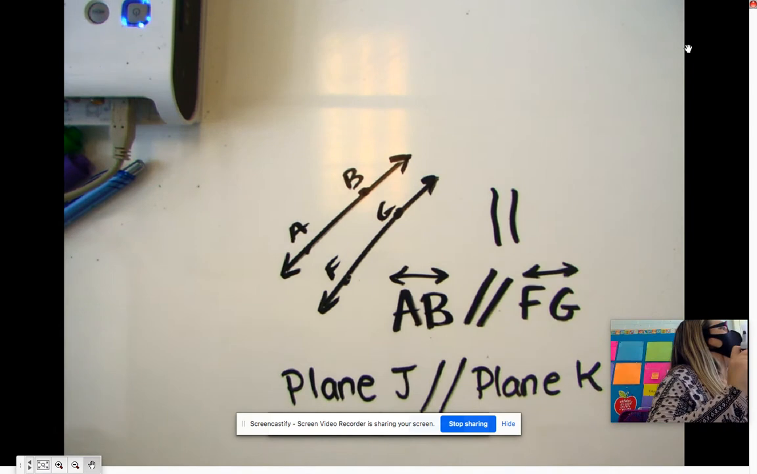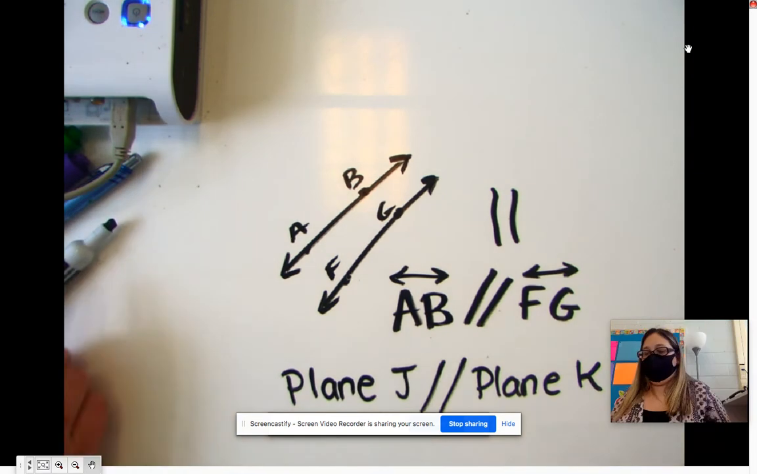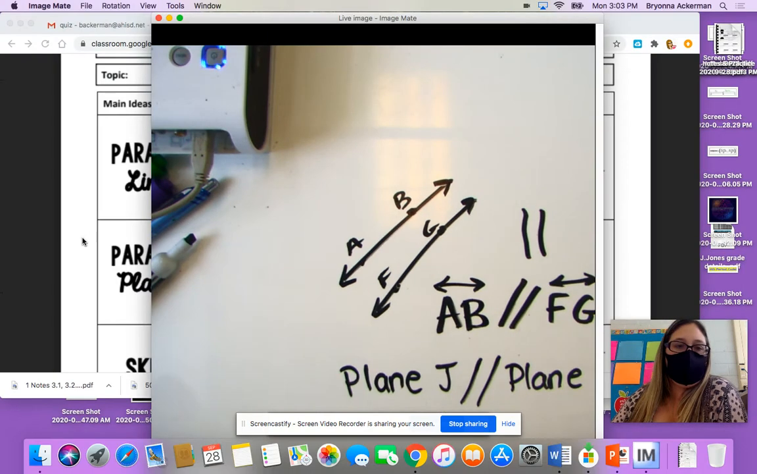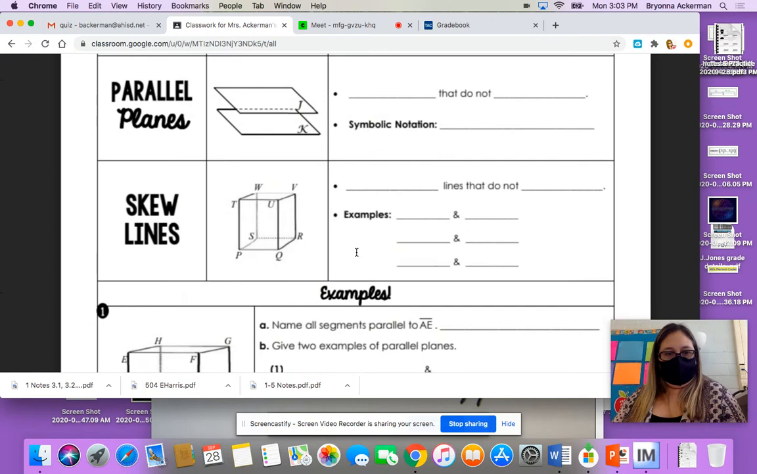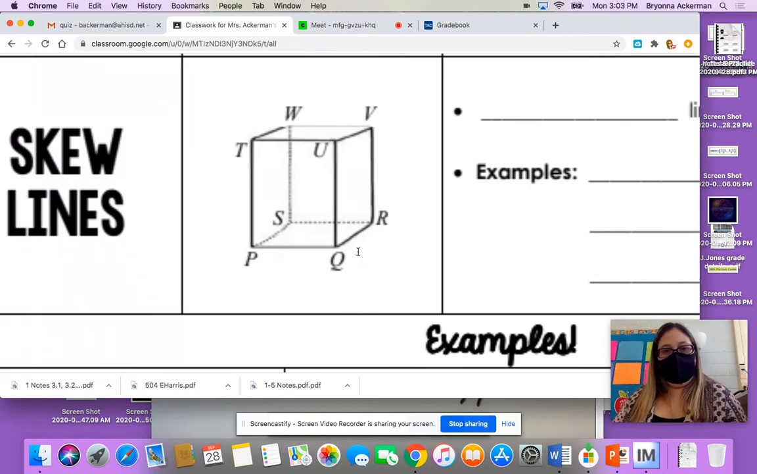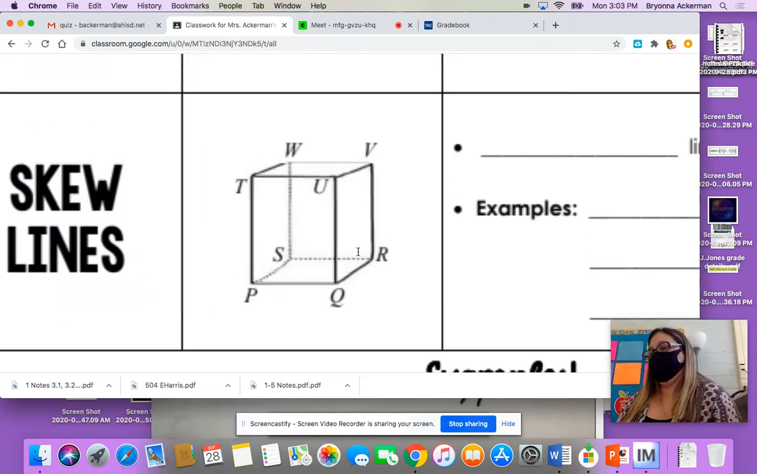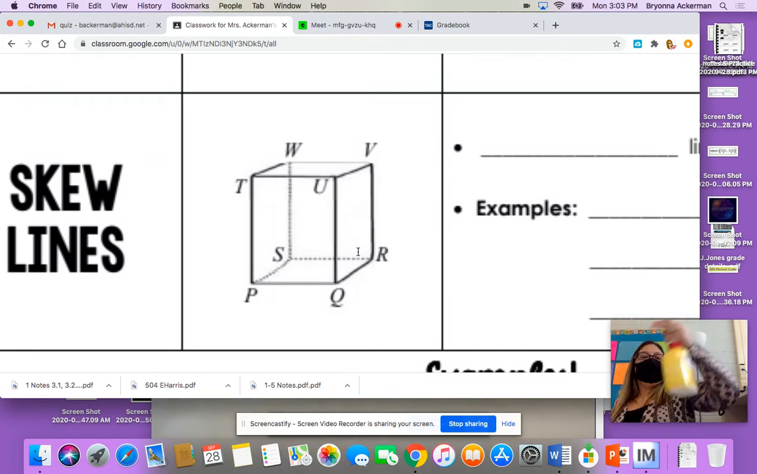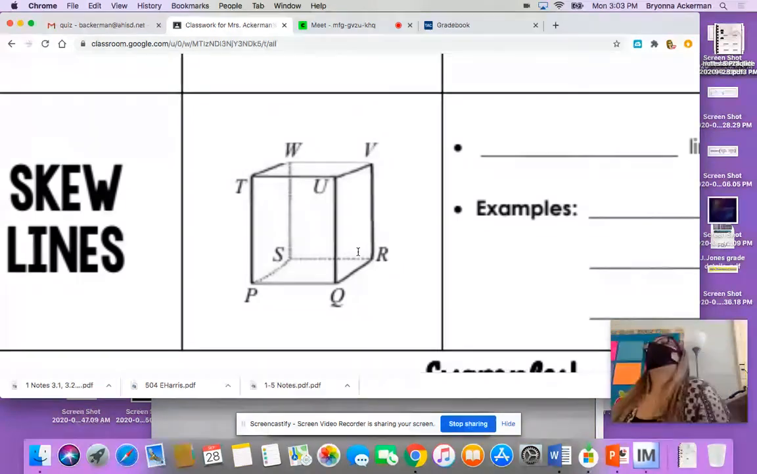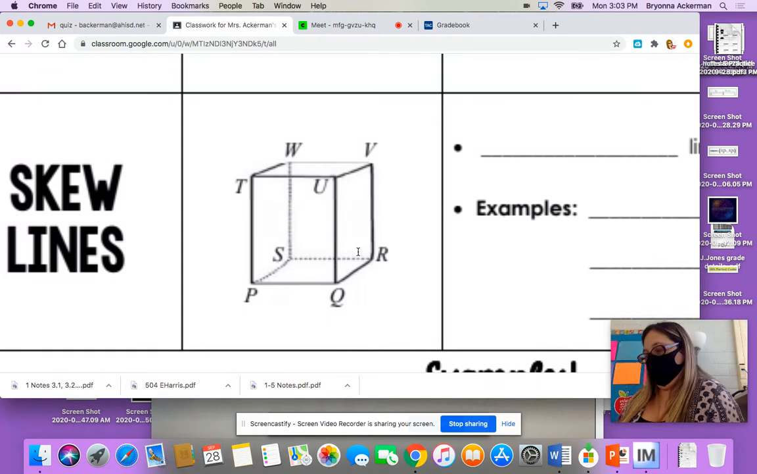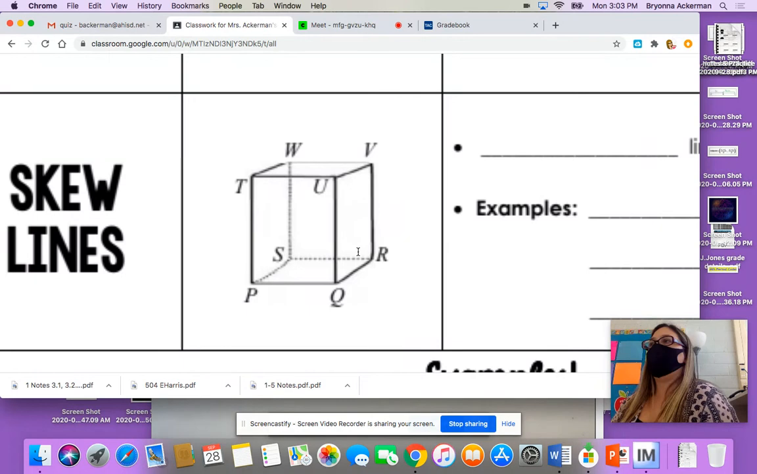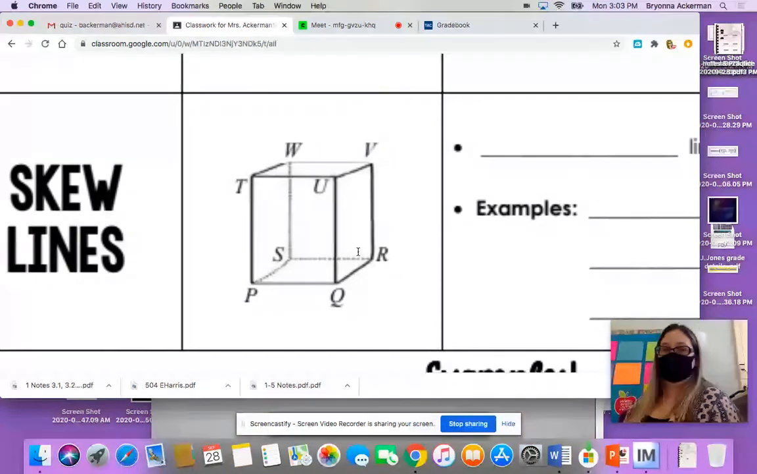Okay, the next one is skewed lines. And I'm going to use the picture because I'm horrible at drawing 3D sometimes. Okay. All right. So I'm going to be looking at skewed lines. So skewed lines, they also do not intersect. Okay. But they're going to be non-coplanar. So if you remember, coplanar meant on the same plane. So if they're non-coplanar, that means they're not on the same plane.